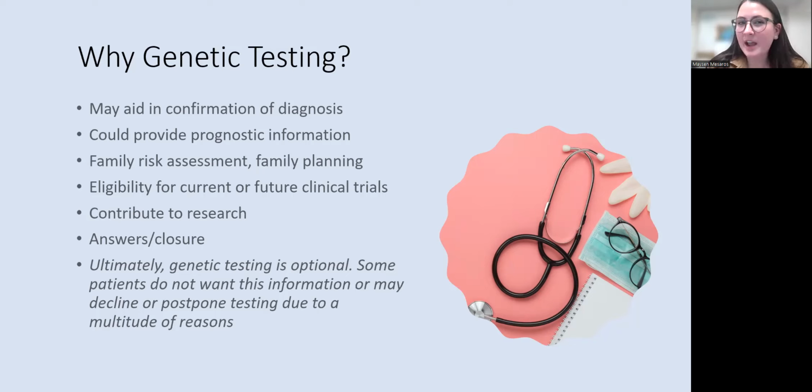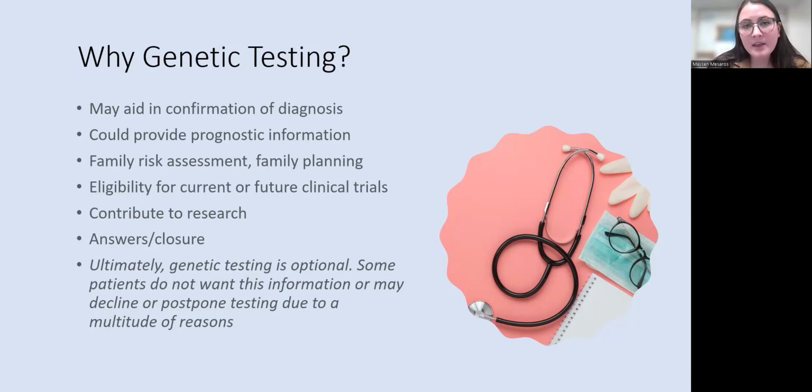Sometimes testing can provide us with prognostic information. So as I said, some genetic forms of ALS may be more rapidly progressive or slowly progressive. Some may be more likely to present with dementia. So maybe now we need to send someone for a cognitive evaluation to make sure we're on the lookout for those things and intervening if we can.